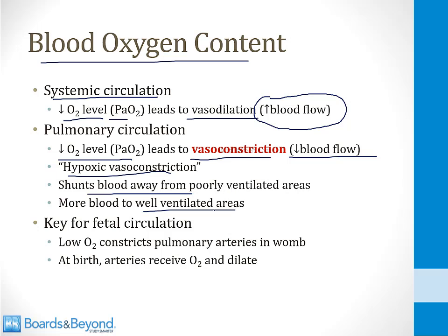And where this is very important is during fetal development. In the fetal circulation, there's relatively low oxygen content, and that constricts the pulmonary arteries in the womb. This allows the blood to circulate to other organs that are growing and not go through the lungs, which aren't providing any oxygen when the baby is in the womb. After the baby is born, the pulmonary arteries and blood vessels begin to receive more oxygen, and then they dilate, and then we get more blood flow through the lungs.